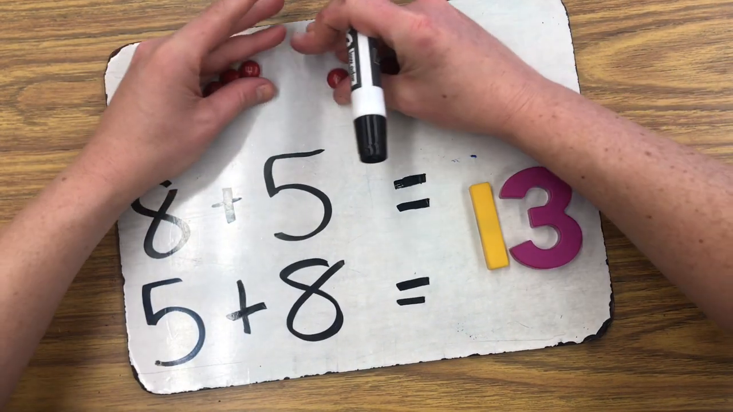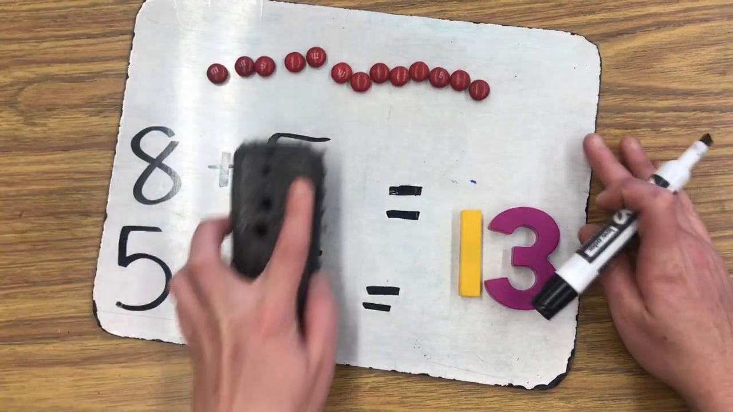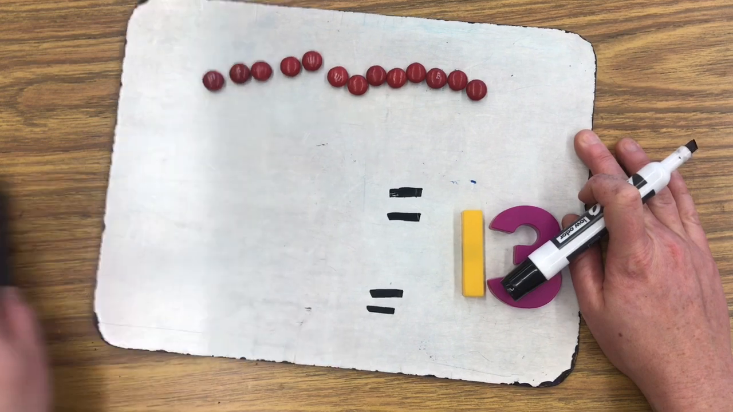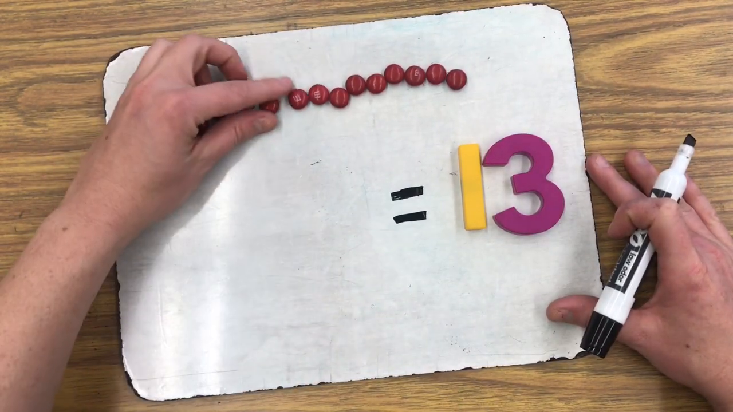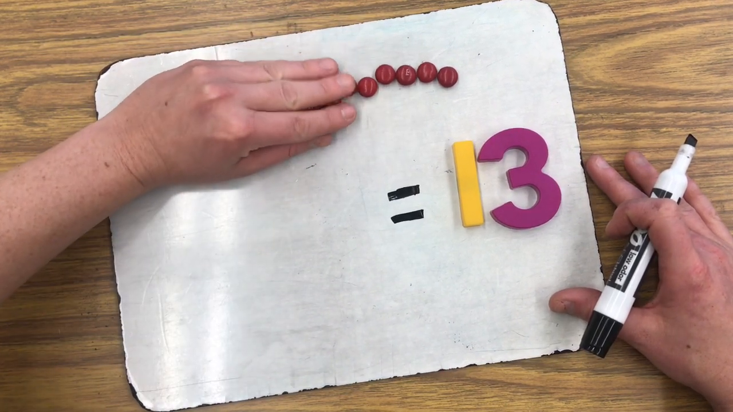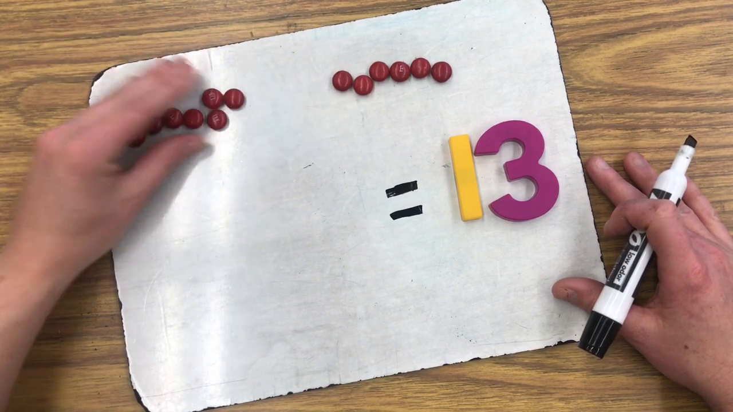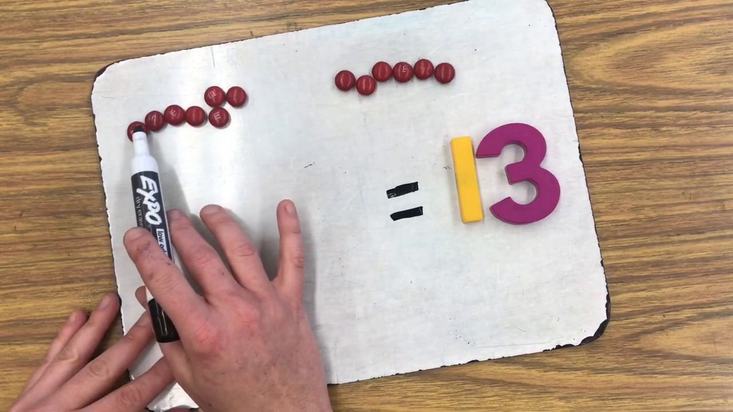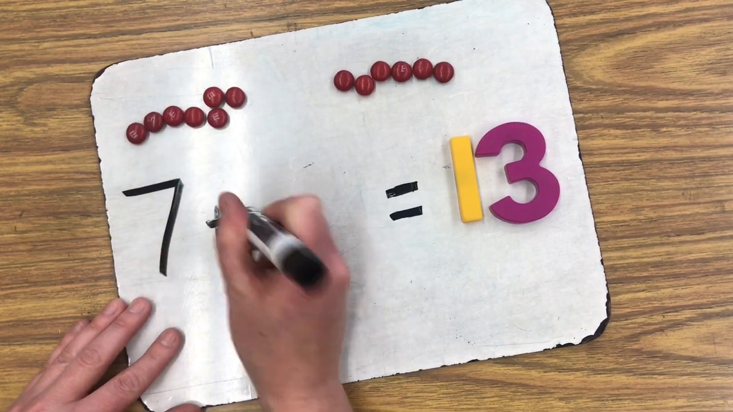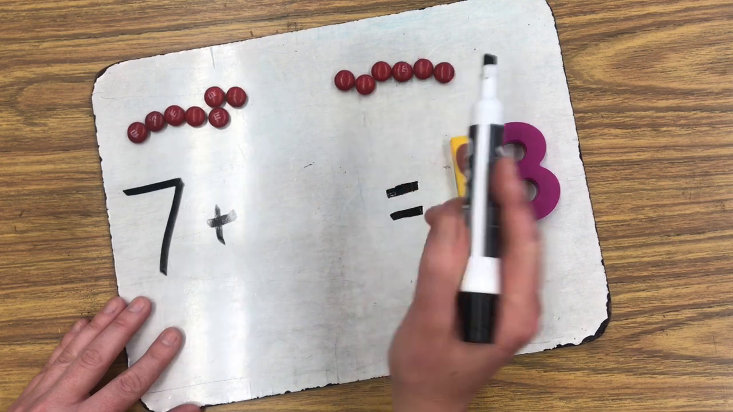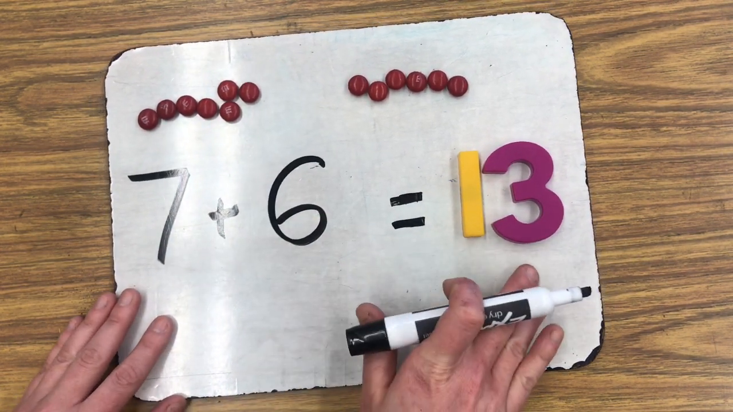All right, let's try one more. You keep doing these at home. You could separate your different objects into any different amounts that you would like. Let's see. Let's move all these over to this side and those over here. All right, let's see what this fact is. 1, 2, 3, 4, 5, 6, 7 plus 1, 2, 3, 4, 5, 6. 7 plus 6 equals 13.